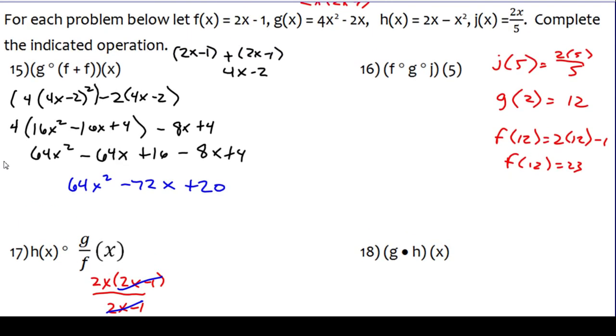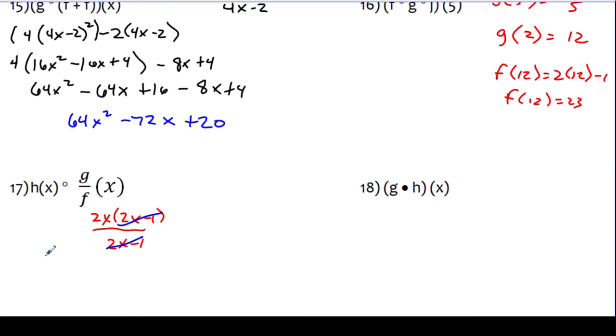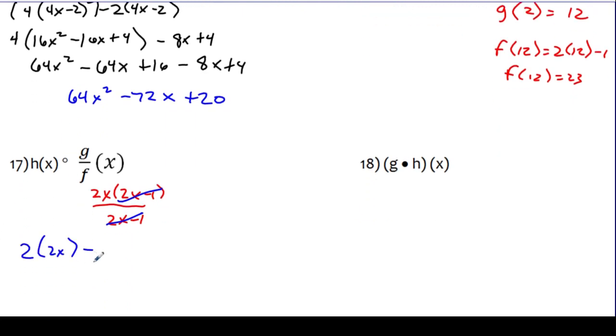So H of X is 2x minus x squared. So this is going to be 2 times 2x minus, and it was minus just regular x squared, which is going to be 2x squared. Okay, so I just need to simplify this expression, and I'm almost done. So I'm going to say 4x minus 4x squared. That's as simplified as I can get. 2x times 2x is 4x squared.